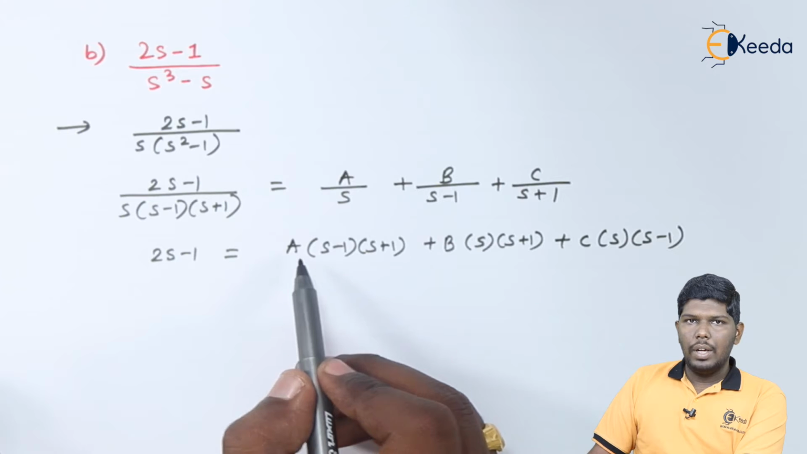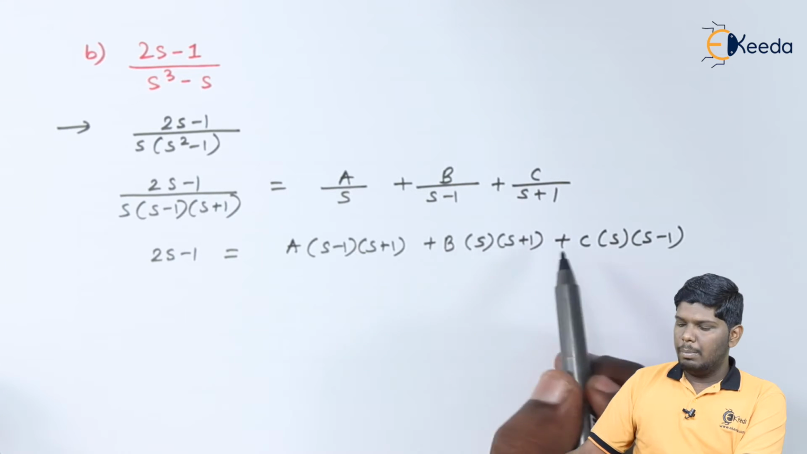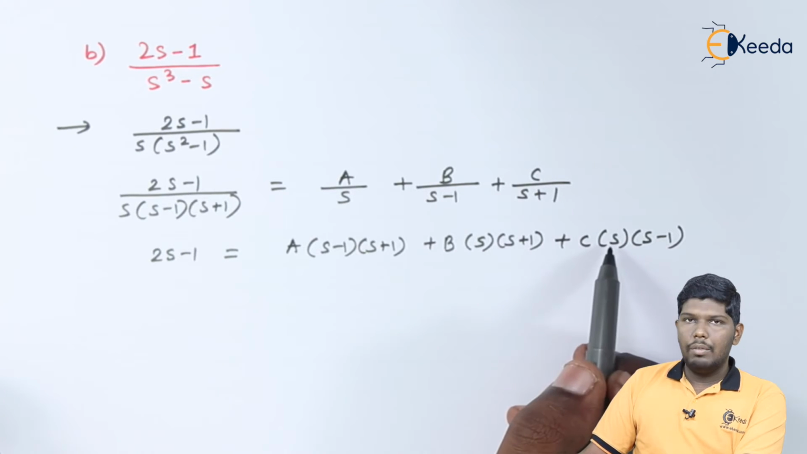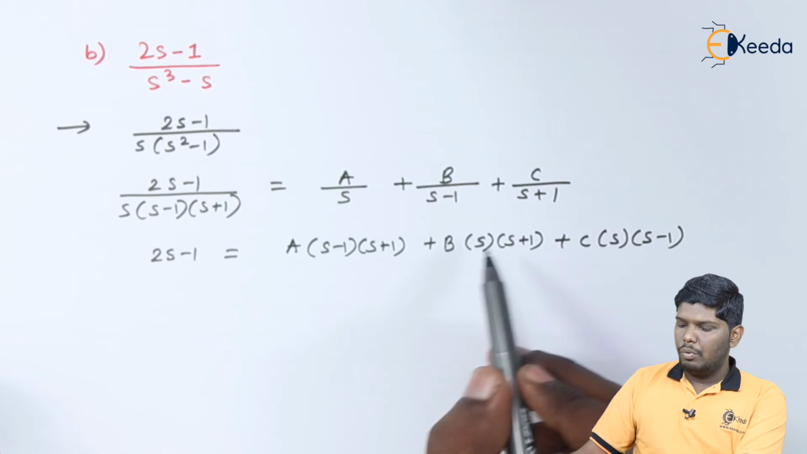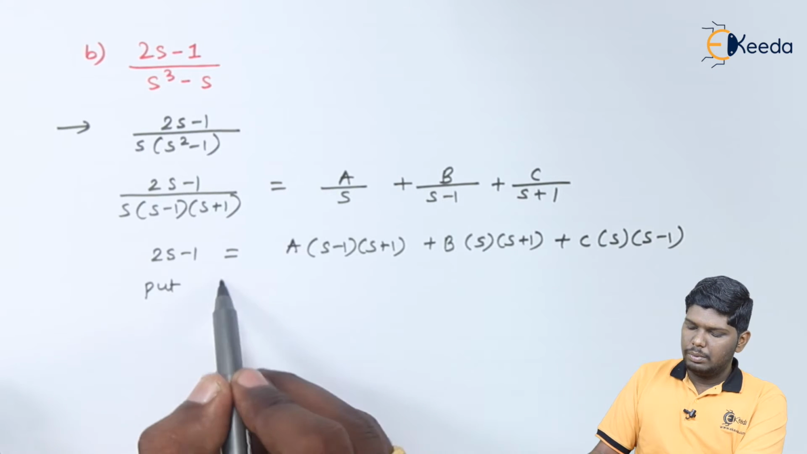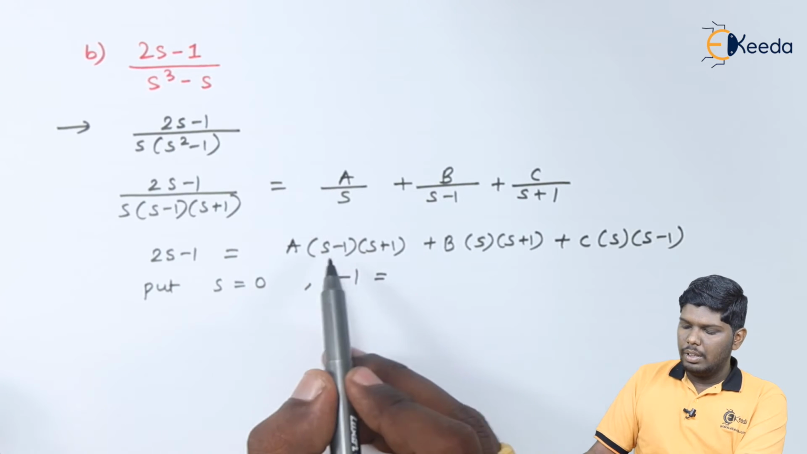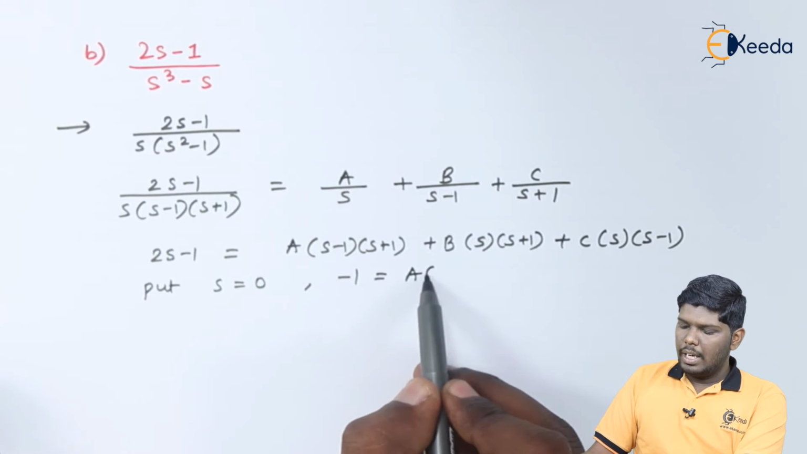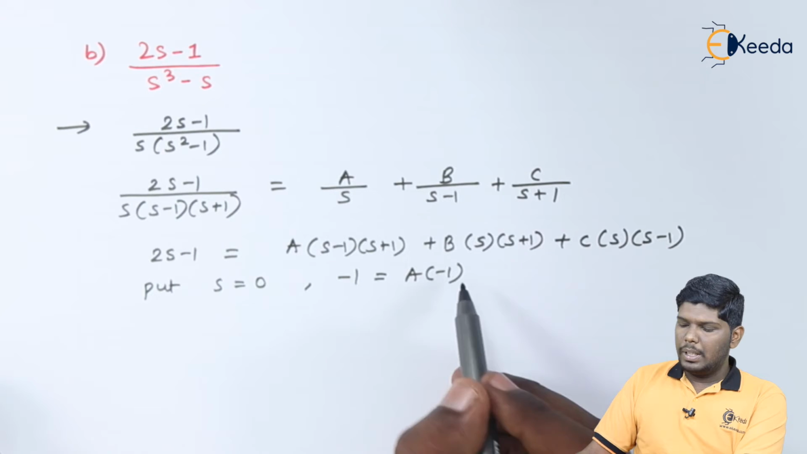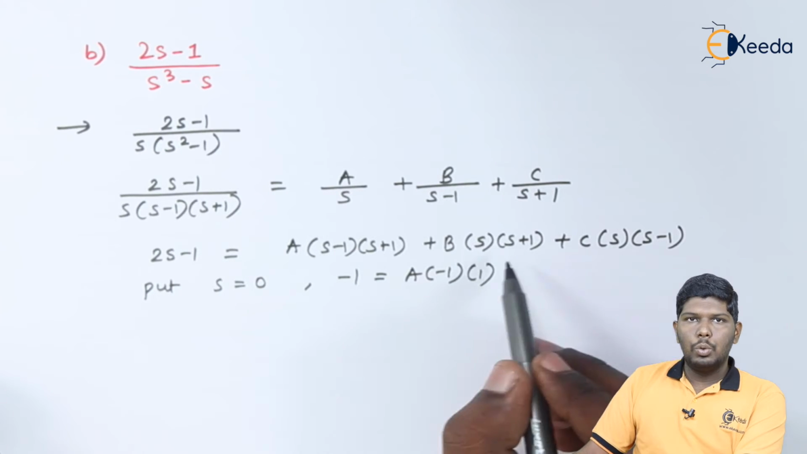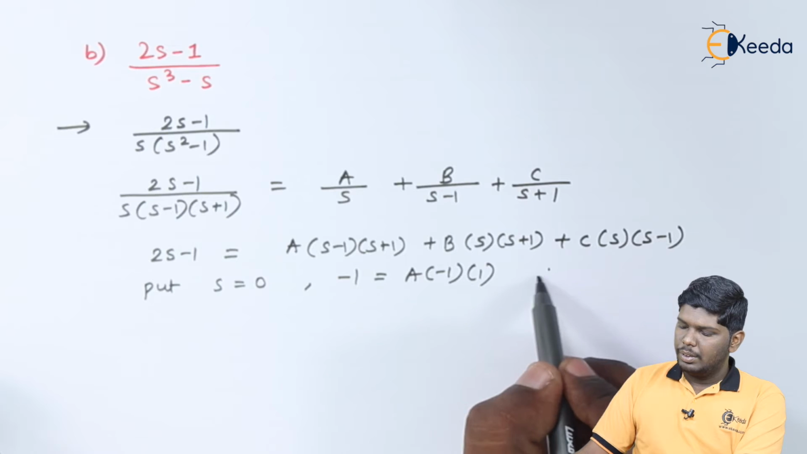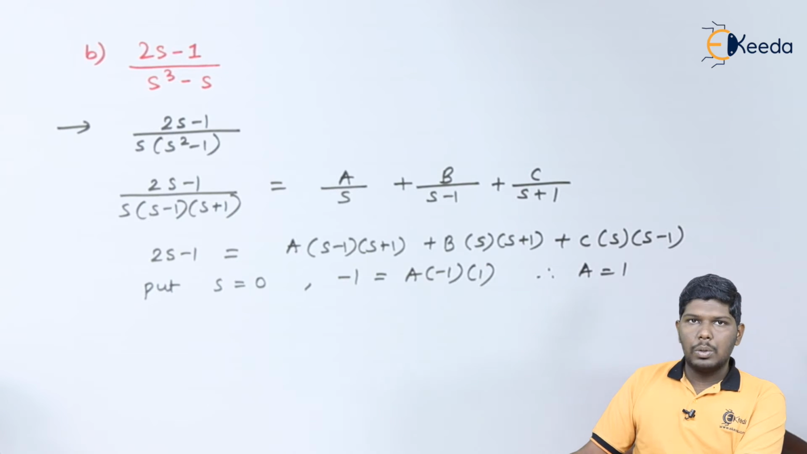Now to find the value of a, just check what is the common term between b and c. So both are having s. To make this bracket 0, we can put s as 0. So this will give you 0 minus 1 as minus 1. Here 0 minus 1, we again have minus 1. And 0 plus 1 will give you 1. While rest two terms will be automatically 0. Therefore a will be equal to plus 1.